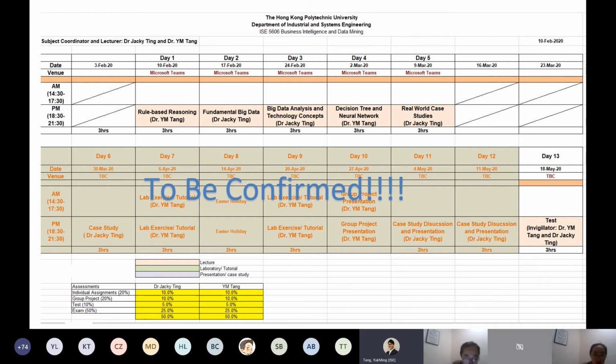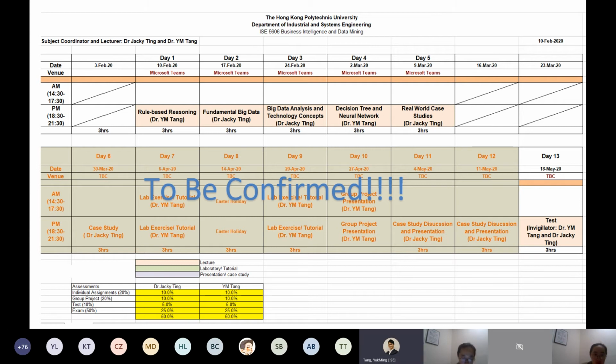Since we cannot conduct face-to-face teaching, therefore I have arranged the lab session, the case study session, and the project presentation session after the break. That means in these 5 weeks, I'll go through all the lectures first, and then after the break, we'll conduct some lab sessions and a case study session.